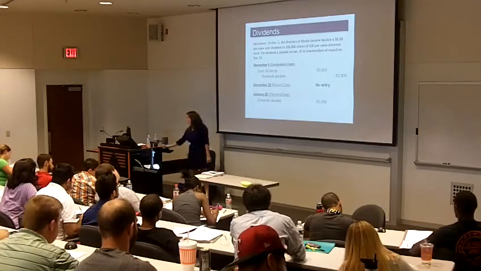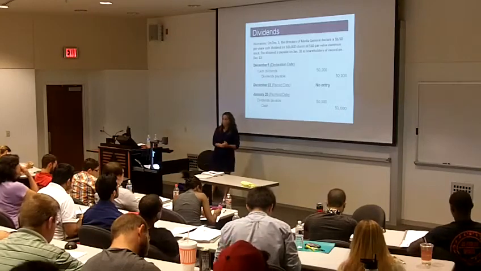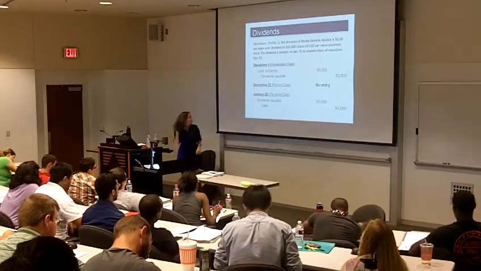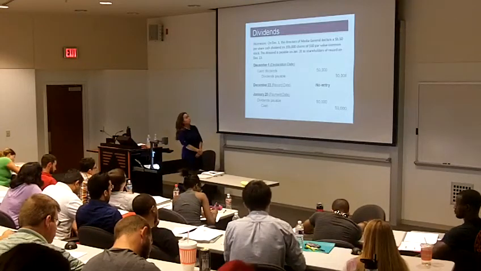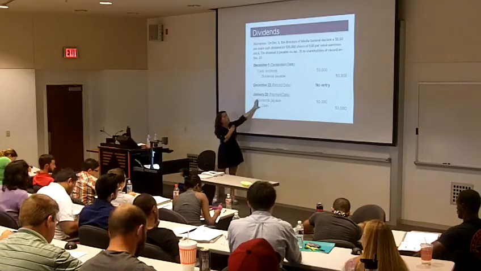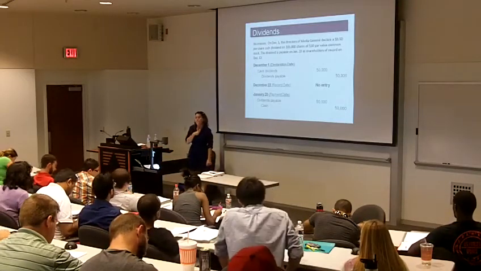So when you're talking about recording dividends on your financial statements, you record the fact that you're going to pay dividends, so you record a dividends payable on December 1st when the company declares they're going to issue a dividend, and then you zero out that payable and record cash on the payment date. Okay?